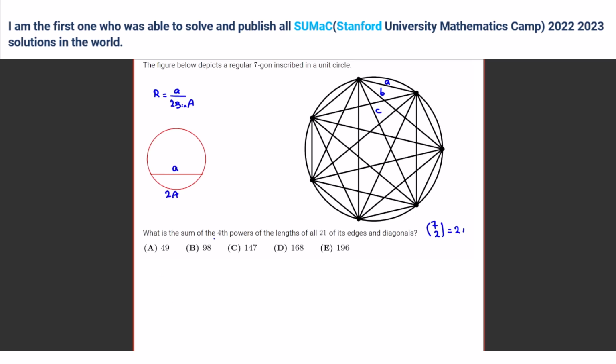Because it says fourth power, we should calculate. We have 7 A's, right? How many B's are there? Also 7. What about C? Also 7. Yes, because if you consider each vertex clockwise, it is connected to a unique vertex. So we have 7. And A is what? Each arc is what, the length of this arc, in radians? 2 pi over 7. Yes, 2 pi over 7.